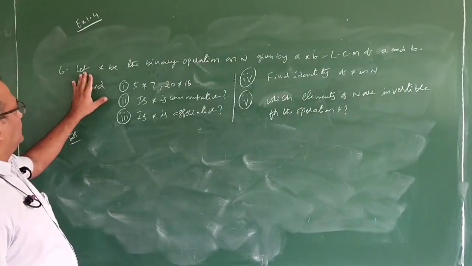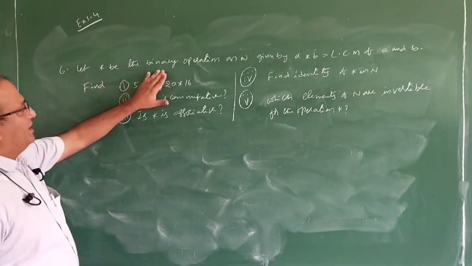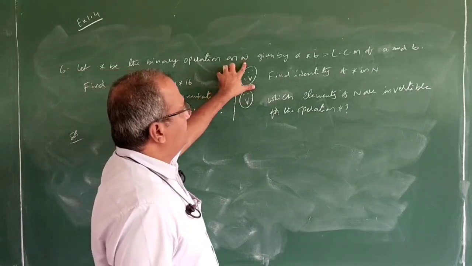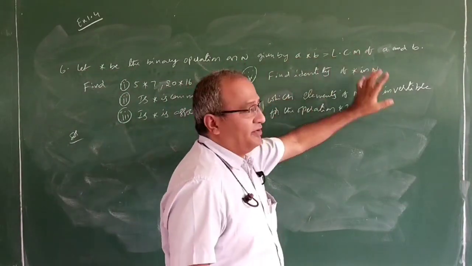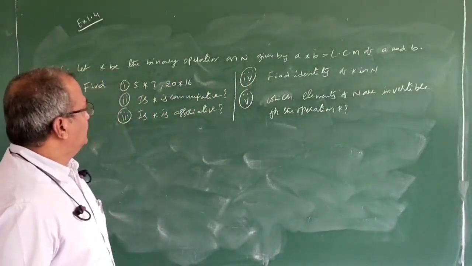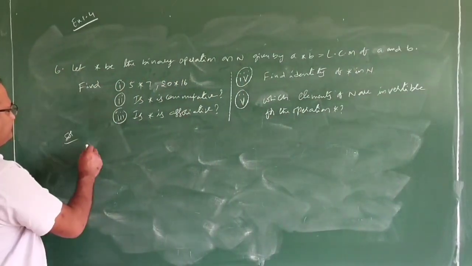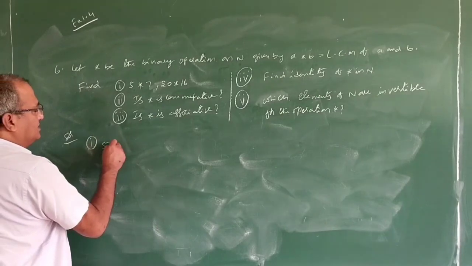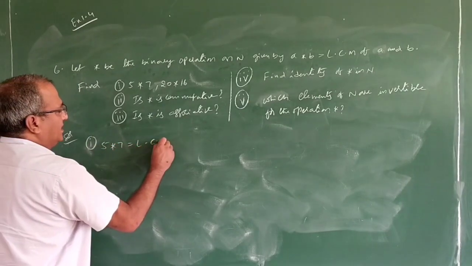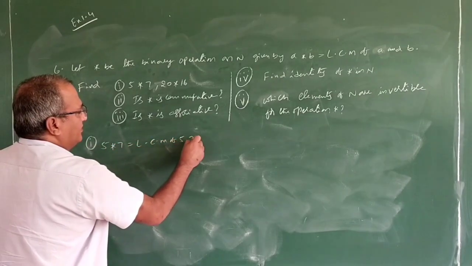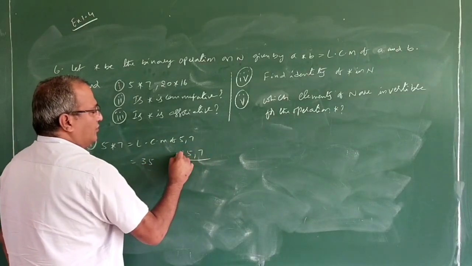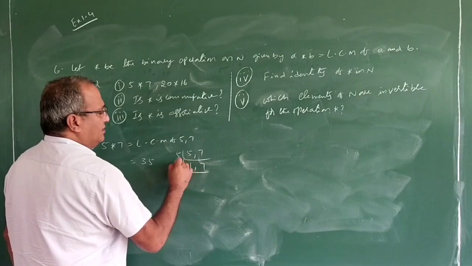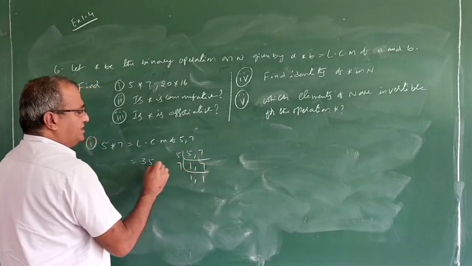Let's start with the sixth problem. The binary operation on N, where N means the set of natural numbers, is defined as a star b equals LCM of a and b. First question: 5 star 7 is equal to what? LCM of 5 and 7 is 35, because 5 ones are 5, 7 ones are 7, and 7 fives are 35.